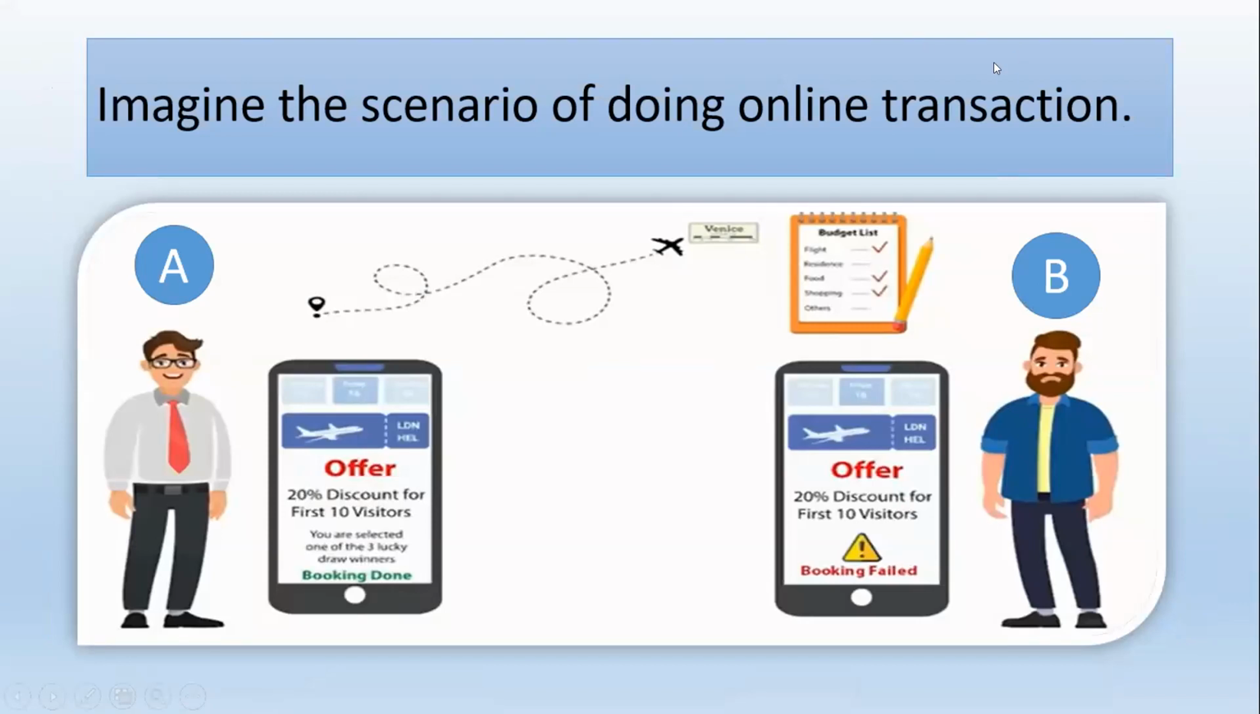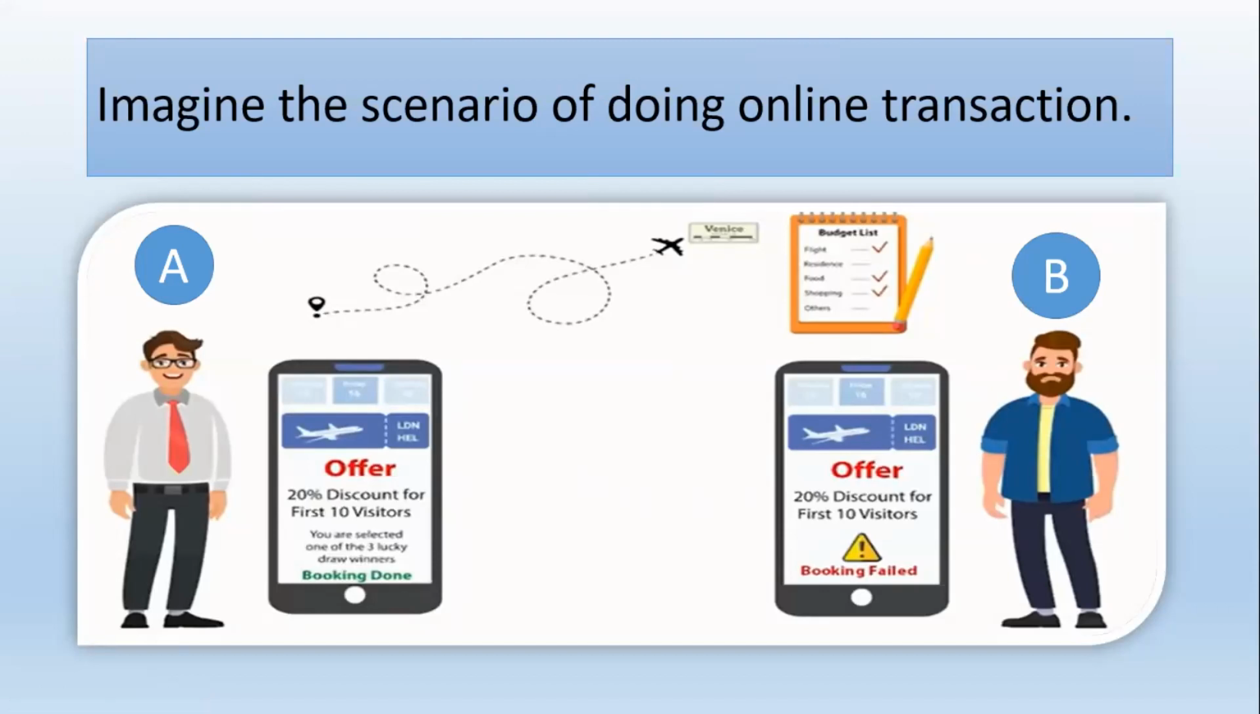Now imagine the scenario of doing an online transaction. Two friends are planning to go on a trip and they thought of booking online tickets from a site that offered a discount to the first 10 visitors on that day. While making their respective bookings, B's transaction failed and he missed the offer. On the other hand, A paid quickly and easily and became the lucky winner.